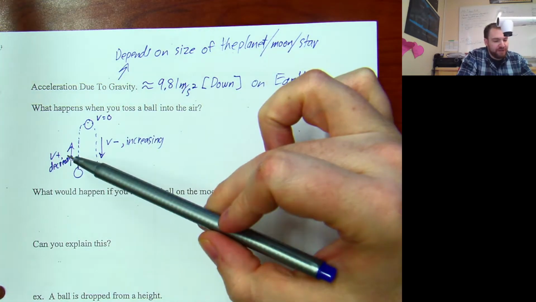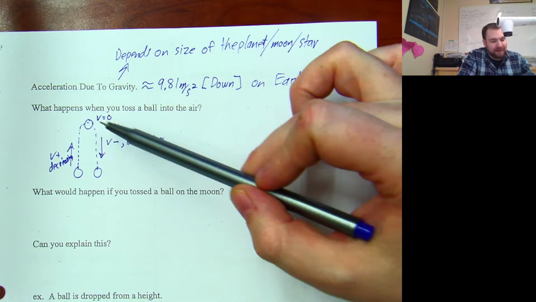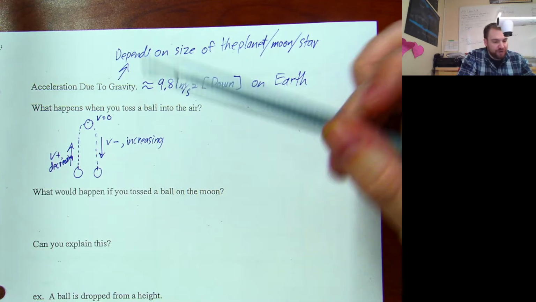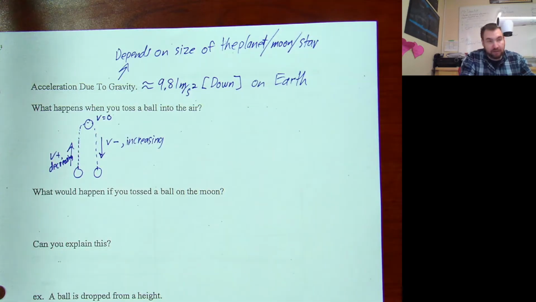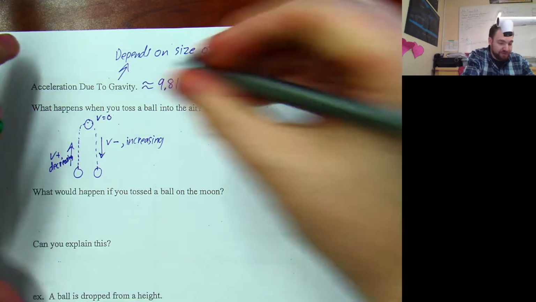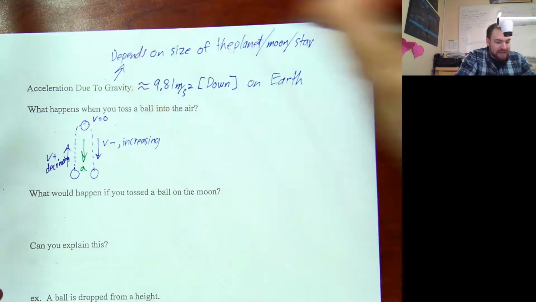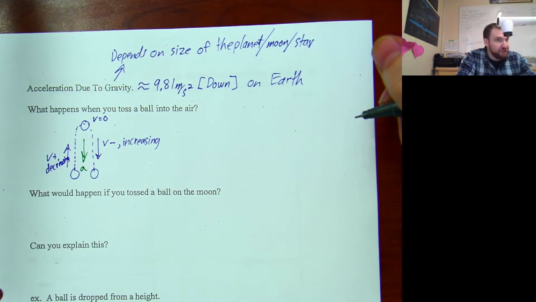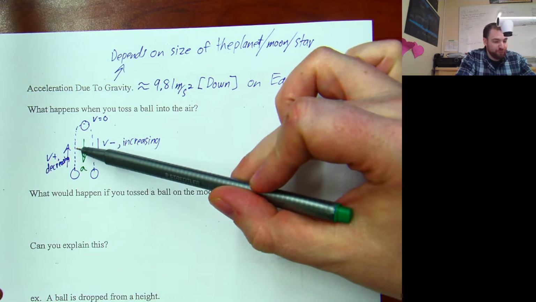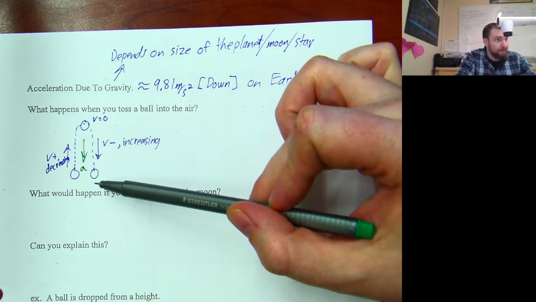If the velocity was positive and decreasing, and then on the way back down it's negative and increasing, which way does my acceleration have to be? It's downwards or negative. It doesn't matter where you are as you're flying through the air, the acceleration is always, always, always pulling you back down towards the surface. That's why as you rise, you slow down, and as you fall back down, you speed up.